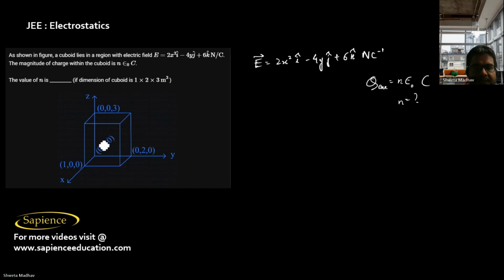Now for the flux on the surface at x equal to 0, the x component of the electric field will be 0 only.